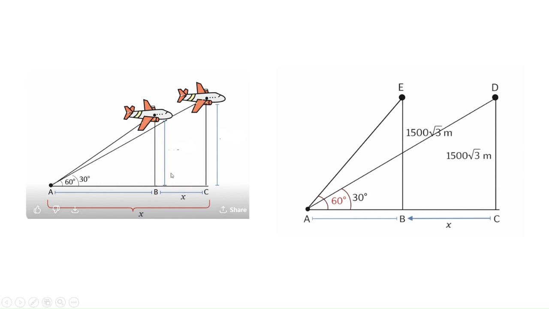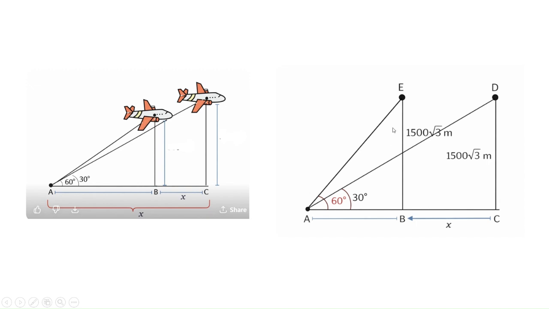So initially the jet plane is here. From the point of observation, the angle of elevation is 60 degrees. The initial distance of that point on the ground where the jet plane is observed is also not given. Only the height of the plane in its travel is given. After 15 seconds of traveling, it has the same height, 1500 into root 3 meters. We need to find out the speed of the jet plane with which it is traveling.